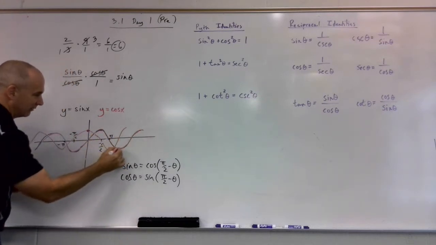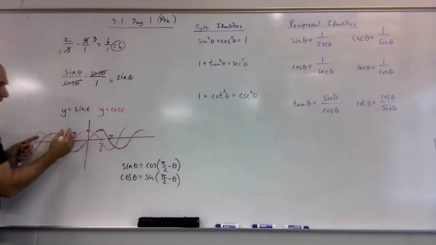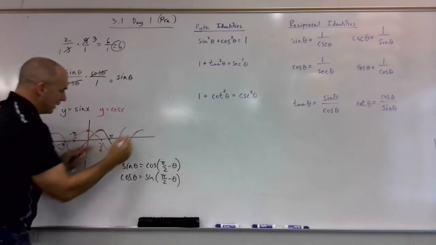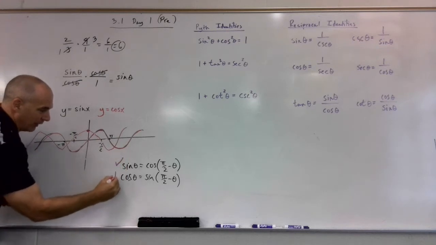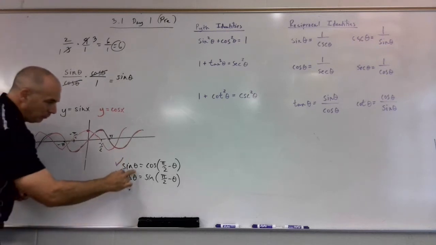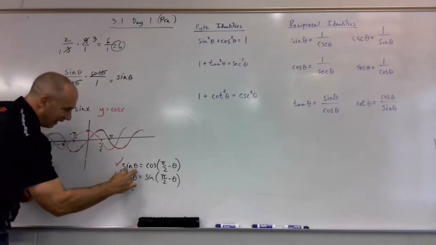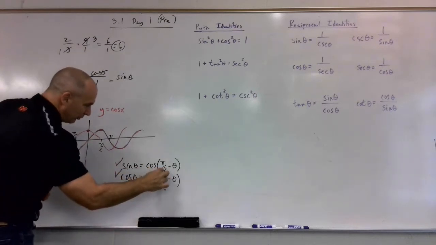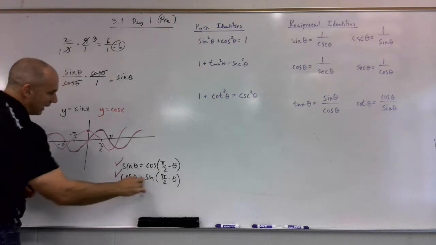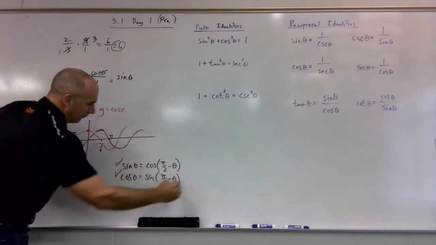Or if I take the sine curve and I back it up 90 or move it forward 90, it's going to be the same curve. This is where these little equations come from. This is simply saying sine is cosine moved 90 degrees, or cosine is sine moved 90 degrees. That's what this is saying.